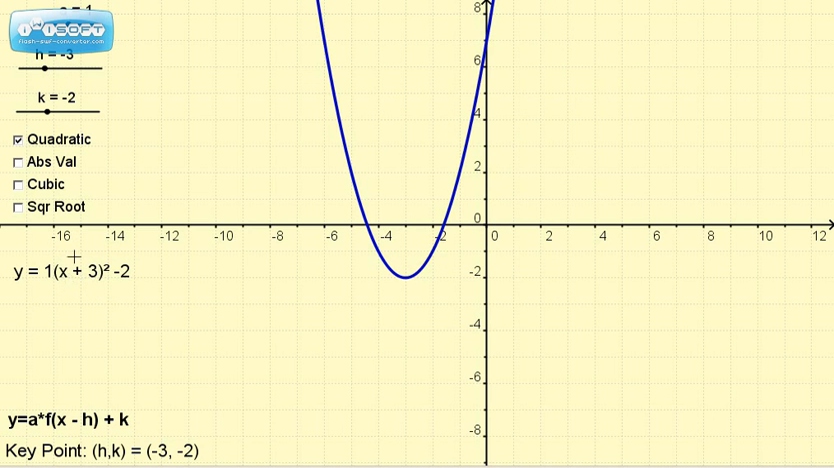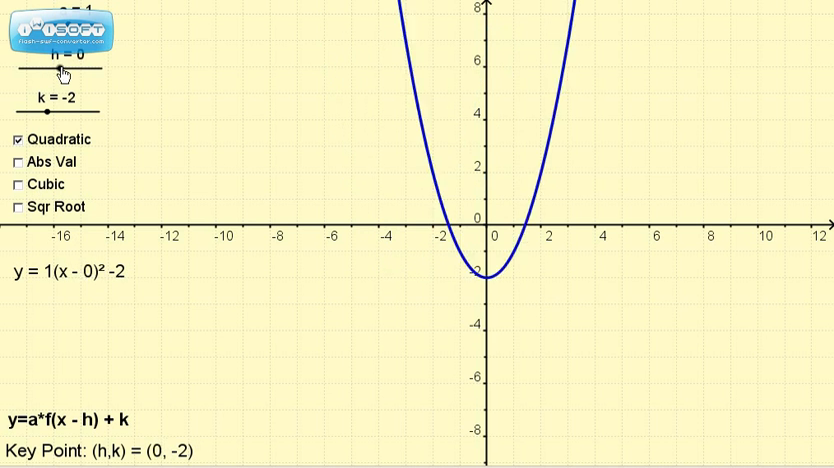So remember, inside the parenthesis there, you move the opposite way of what you would think with that sign. On the outside, you move exactly the same way. So with the k value, it's up for positive values, down for negative values. Inside the parentheses, it's right for negative and left for positive. Let's go ahead and take a look at a couple of other functions here.